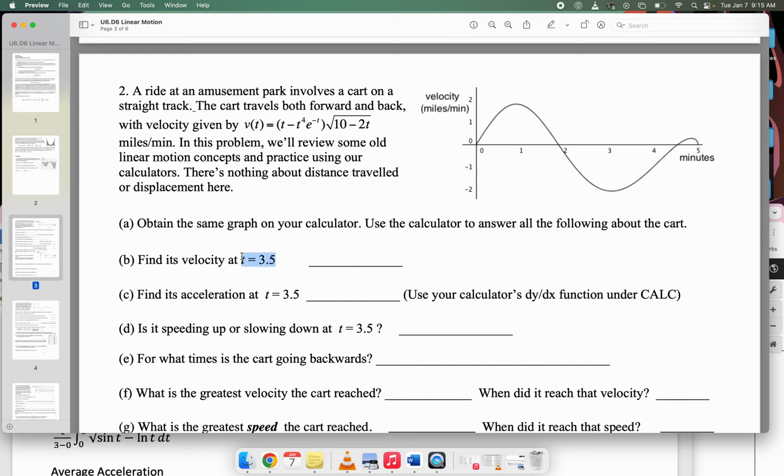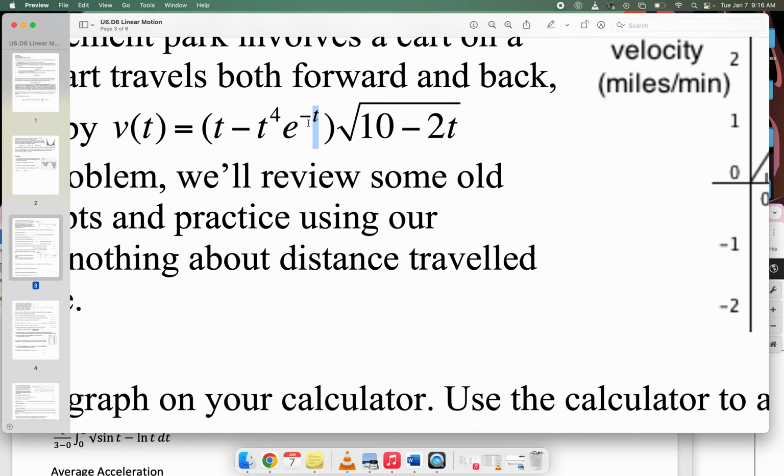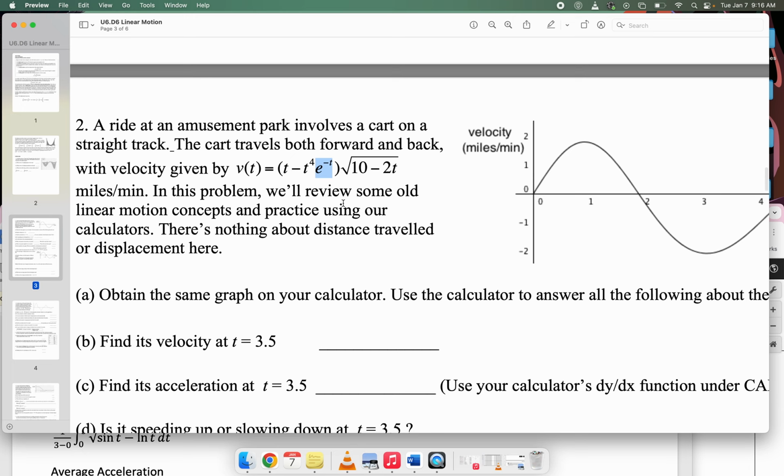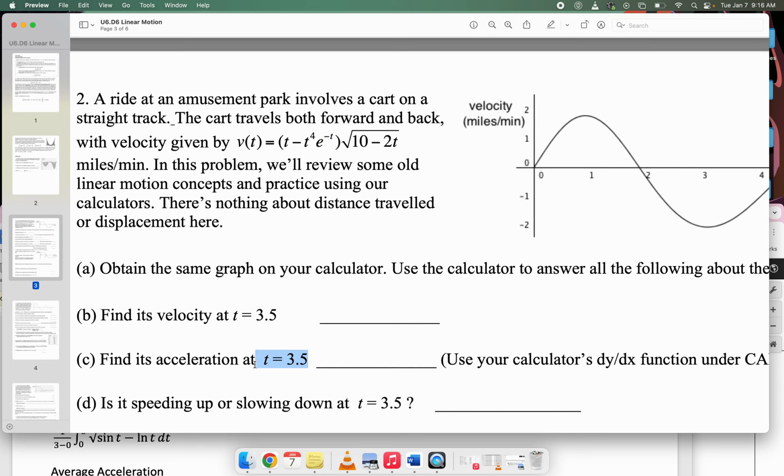It says find the velocity at t equals 3.5. You can do that on your calculator, right? I mean, you could manually plug 3.5 into this whole thing, but once you've got this graph, you can just go to second calc and then press value and type in 3.5. Acceleration at t equals 3.5, that would be the derivative of this function at 3.5. But we don't want you to find the derivative of this function. In fact, you don't even know how, because we haven't even talked about exponential functions. No, you can find this numerically using your calculator.